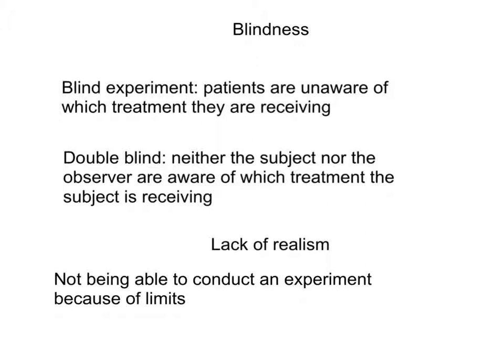And then in a blind experiment, the researchers would also give a sugar pill so that patients don't know if they're getting the sugar pill or if they're getting the actual drug. And then also, sometimes experiments will be double blind. And this means that neither the subject nor the observer are aware of which treatment the subject is receiving.